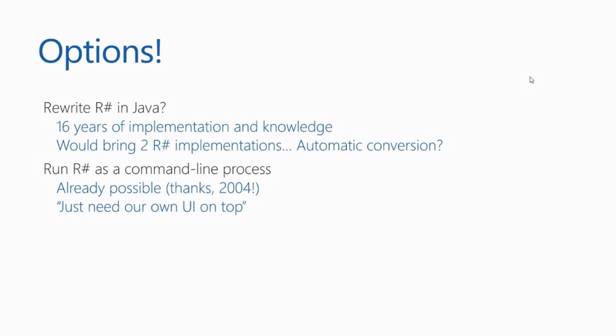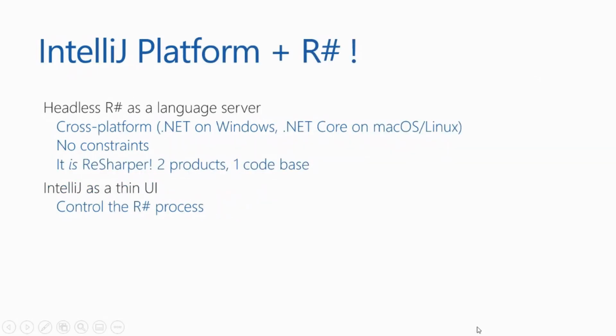The other option that we thought of was to maybe run ReSharper as a command line process out of process, make it possible to run ReSharper headless, and then build our own UI on top. Well, the fact that we had that ReSharper IDE back in 2004 means that we already had a number of abstractions ready that would allow us to do this. And that's what we decided to look into: IntelliJ plus ReSharper. Headless ReSharper as a language server for the .NET parts. Cross-platform could be .NET on Windows and .NET Core on Mac OS and Linux.